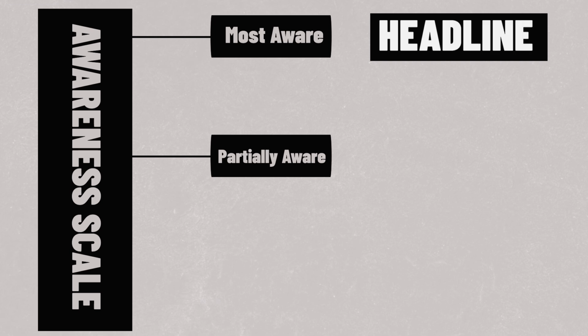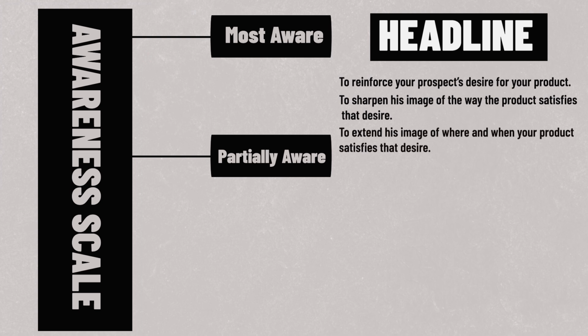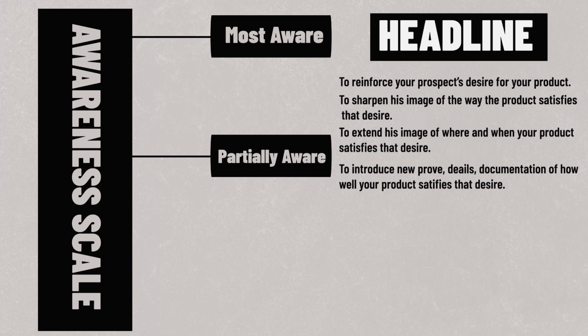Here your headline is faced with one of 7 tasks. A. To reinforce your prospect's desire for your product. B. To sharpen his image of the way your product satisfies that desire. C. To extend his image of where and when your product satisfies desire. D. To introduce new proof, details, documentation of how well your product satisfies that desire.